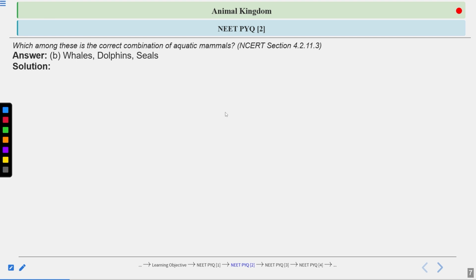Which among these is the correct combination of the aquatic mammals? The correct answer is option B. Option B shows the three animals, that is whales, dolphin and seals. These are the aquatic mammals. Let us see the solution part of this question.